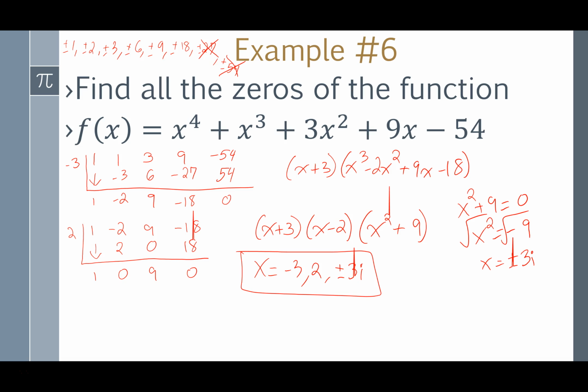Okay, so that's how the rational zero theorem works. It's guessing and checking. When you get better at it, you can pretty much lock in on guessing and checking within 1 or 2 tries. Obviously, before that, it might take a little bit longer, and that's okay.